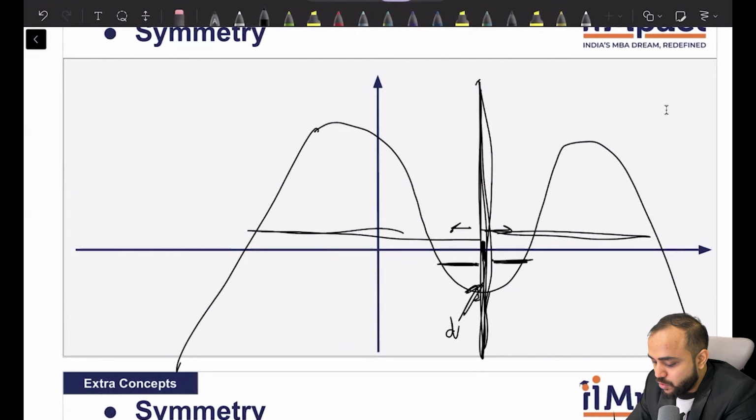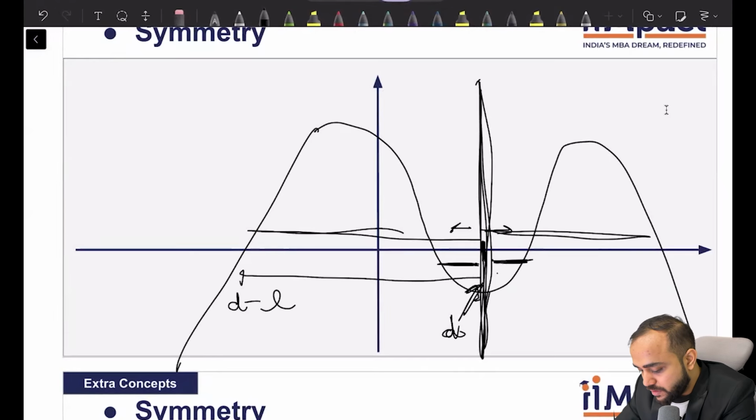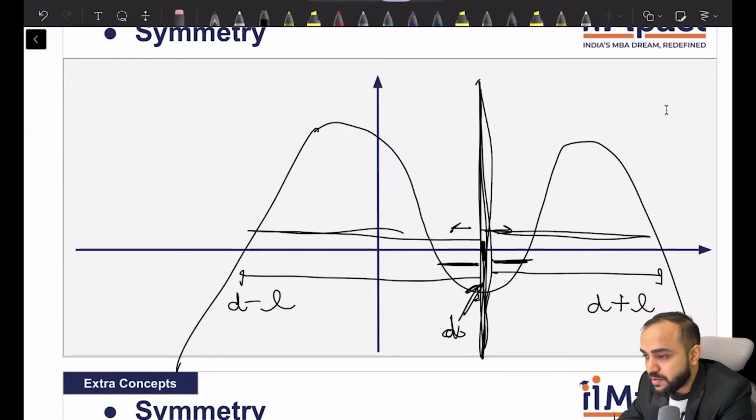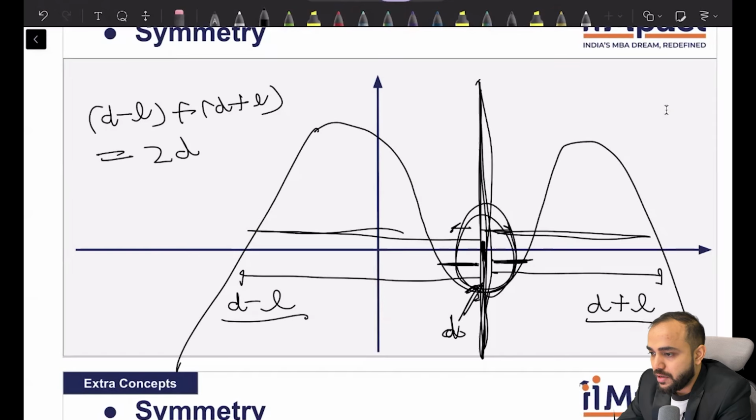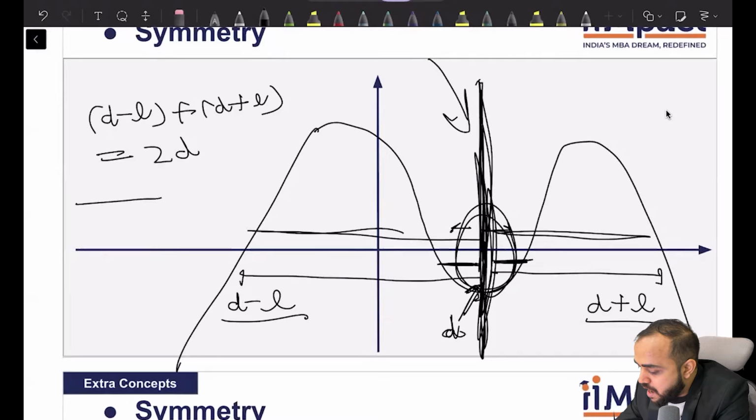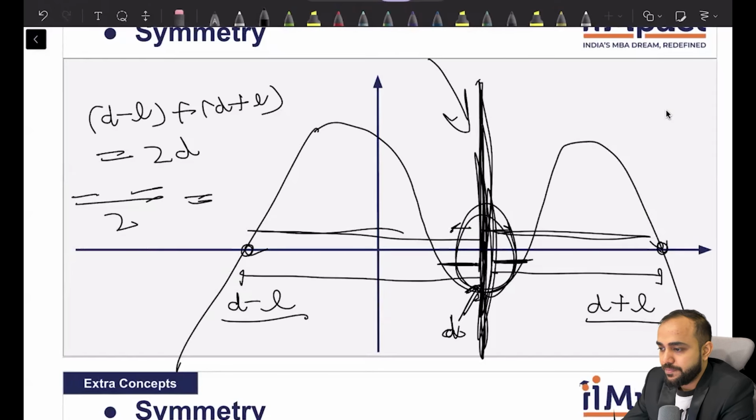This is x is equal to, let's say, d. This is going to be what? D minus L. What is this going to be? D plus L, because you are symmetrical. If I add the x coordinates of both of these, what will I get? D minus L plus D plus L is equal to what? 2D. Basically twice the coordinate of this. So the coordinate of your symmetry axis is what? Half of the sum of the roots that you had. Correct?